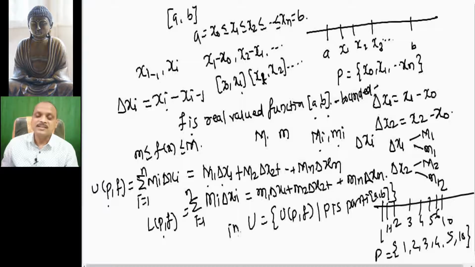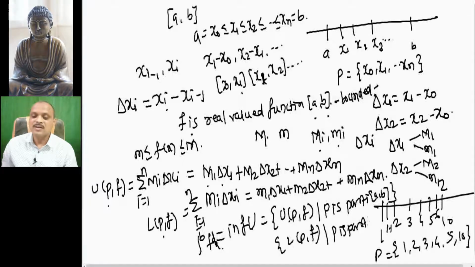Then take the infimum of this set, and the infimum of this set is called the upper integral. Similarly, we have a set of lower sums, where P is a partition. Then take the supremum of this, and we denote it by capital L. We call this value the lower integral, and we denote it by the integral from a to b, where the bar is taken at the lower limit a.